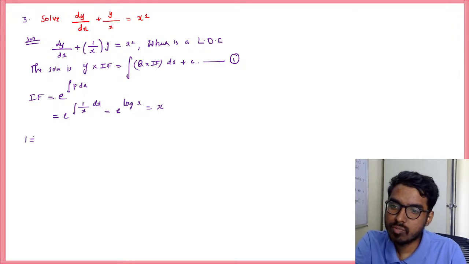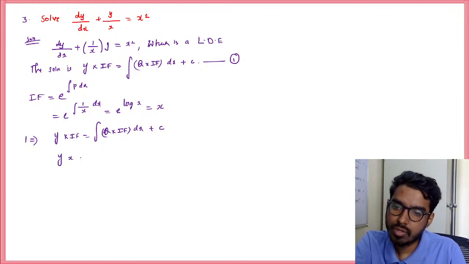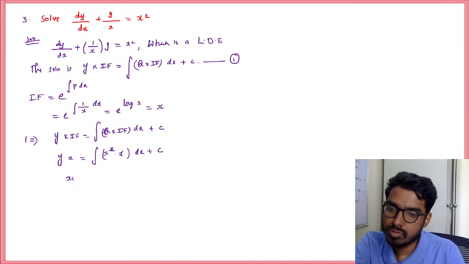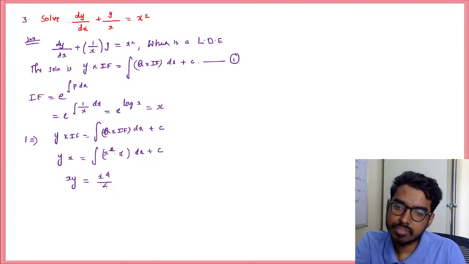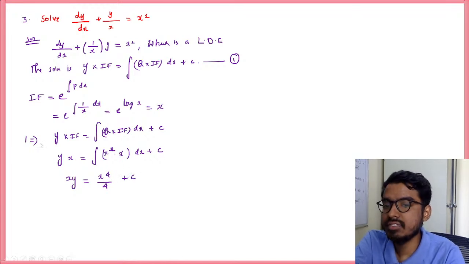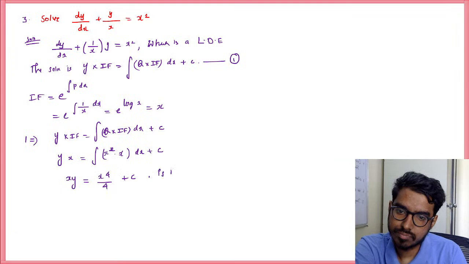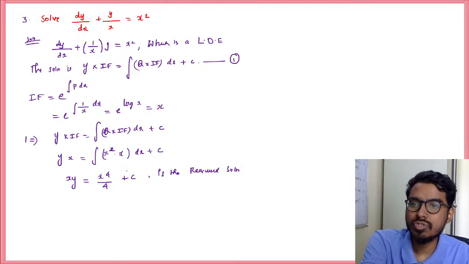Let's call this 1. So from 1 we have y into integrating factor is equal to integration of q into integrating factor dx plus c. So y into x, q is x squared, integrating factor is x, dx plus c, right? So we have xy is equal to integration of x cube dx, which is x power 4 by 4 plus c, right? Which is the required solution. So y is equal to, you divide by x, you will get y as my solution, right? Okay. On to the fourth problem.